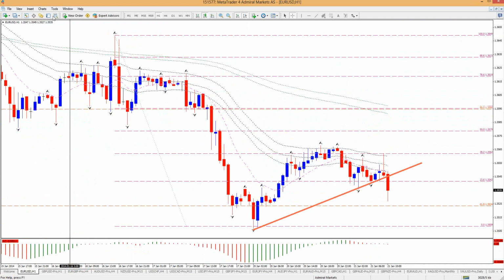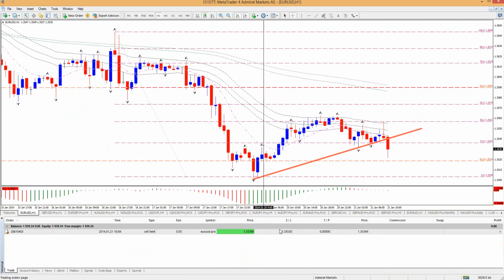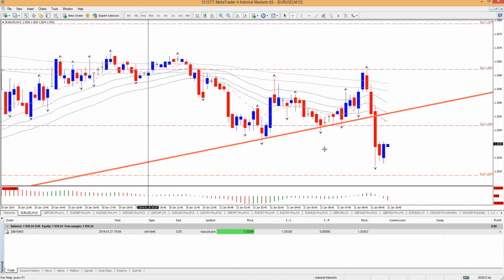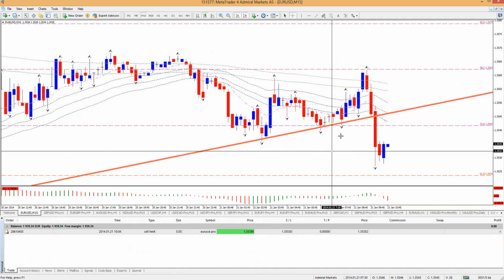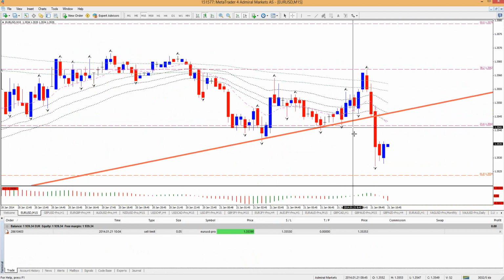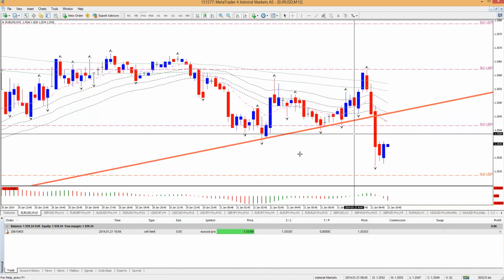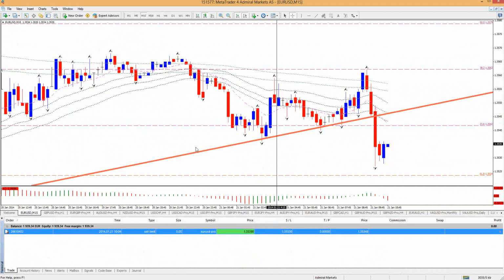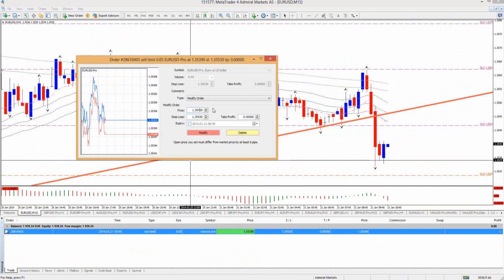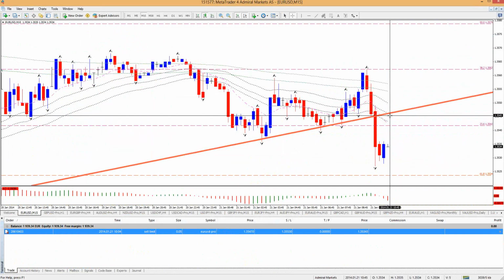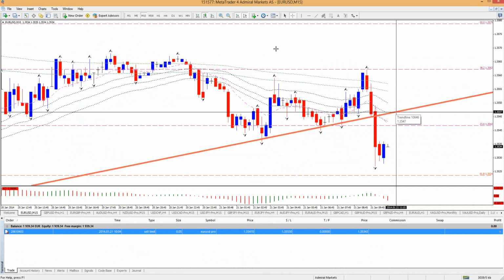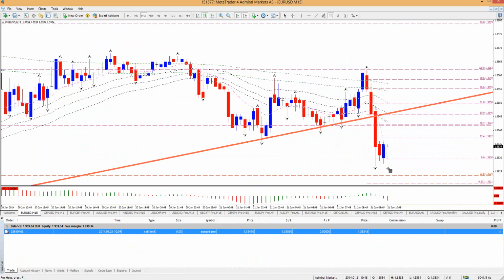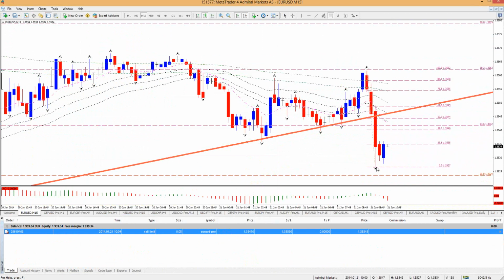I'll probably wait for, I'll temporarily delete maybe this. I might move up the order. I'll move it up to 47 on the euro. That's 618 fib of that downside.